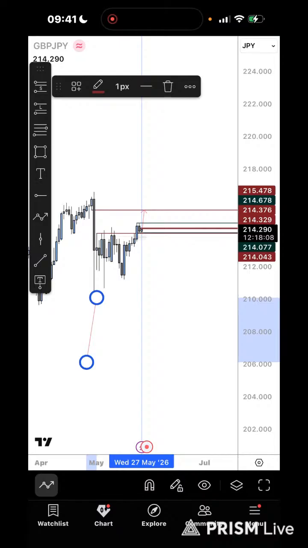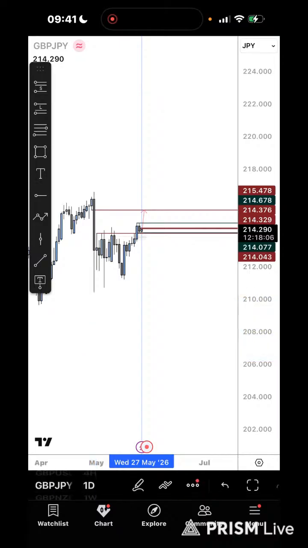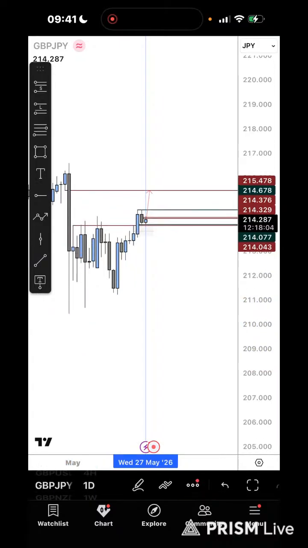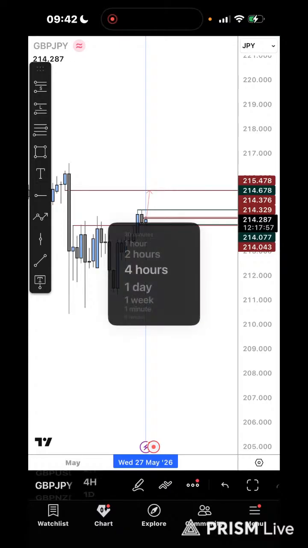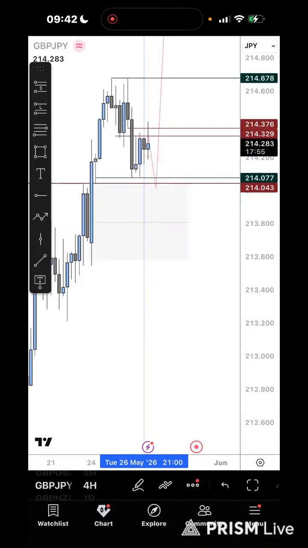The daily and the weekly are agreeing. With our trading strategy, we try our best to get multiple time frames in alignment because that gives us extra confluence, it gives us extra bias, and of course, extra consistency.